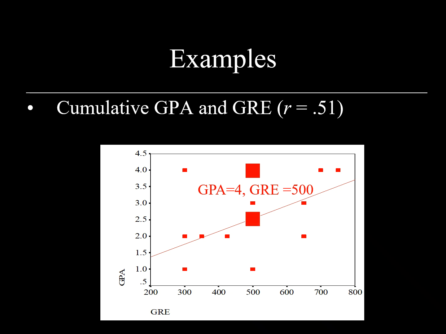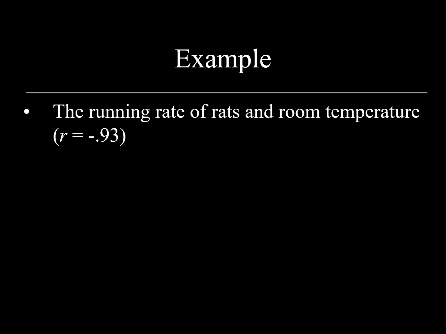This person was actually just exactly as we predicted: a GPA of 2.5 and a GRE of 500. Now notice I'm occasionally talking about using that line of best fit for prediction. That is not information that we get from the correlation. That is information that we'll get from the regression, which we'll be discussing shortly in another lecture.